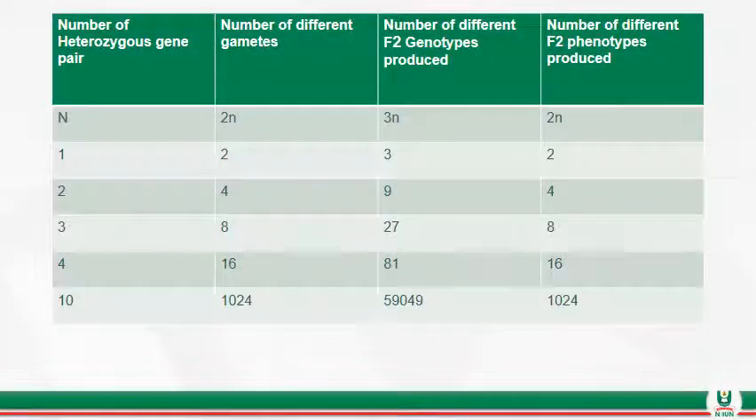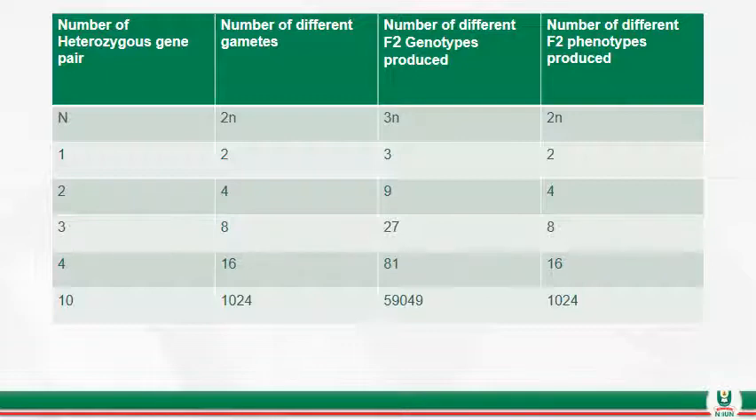Now there's a table here that will show you what to expect when you perform your crosses. Here the first column is the number of heterozygous gene pairs. The second column is the number of different gametes. Third is the number of different F2 genotypes produced. And the fourth one here is the number of different F2 phenotypes that are produced. These are the formulae that you will use for them. This is n, the number of gene pairs. For the gametes, you have 2 to the n, genotypes 3 to the n, and phenotypes 2 to the n.